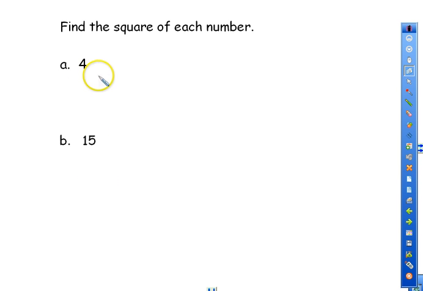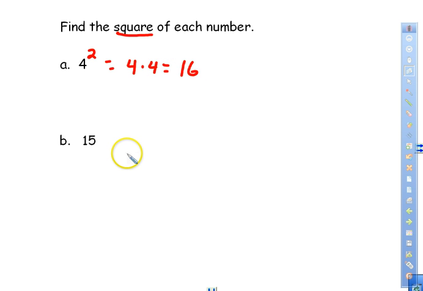Now it says find the square of each number. So the square, again, not square root, the square. So we're squaring it. 4 times 4, 16. Done. Okay. The next one, 15 squared, is 15 times 15. And again, you can always use your calculator to do these, and some of you are not choosing to do that and making some serious mistakes. So please be very, very careful with that. So 15 times 15 is 225. So that's my answer for that.